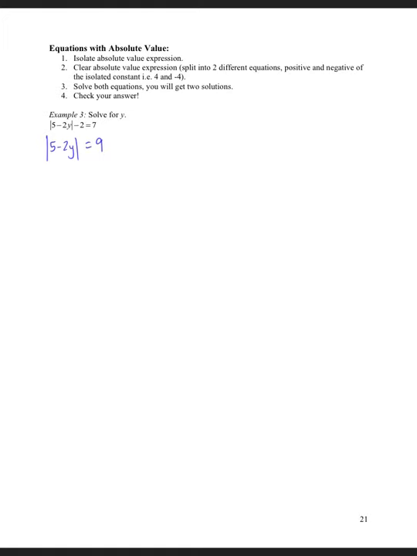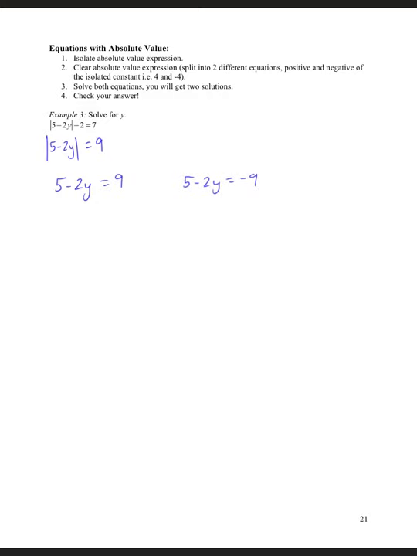Then the next step, it says clear the absolute value. So we're splitting into 2 different equations, a positive and negative of the isolated constant. This is the isolated constant. So we need to split this into 2. So 5 minus 2y equals a positive 9, and then 5 minus 2y equals a negative 9. Now we need to work through solving each of these separately.